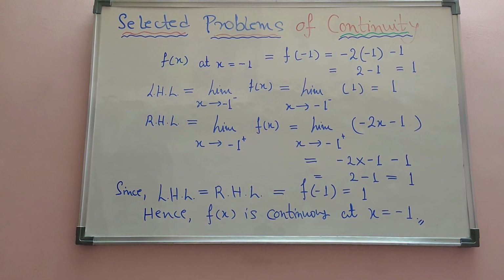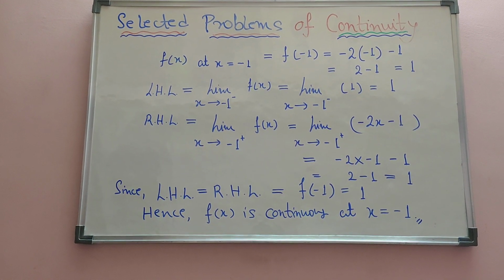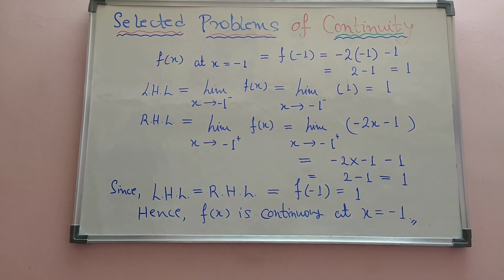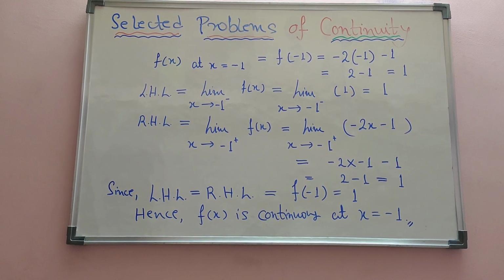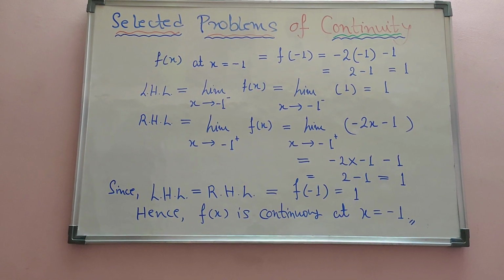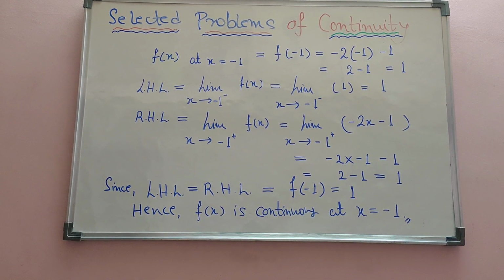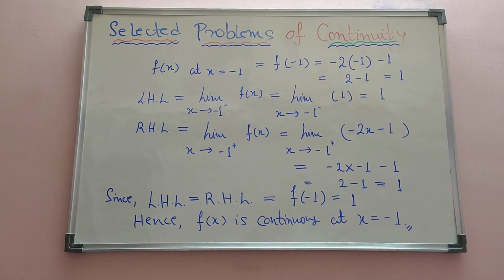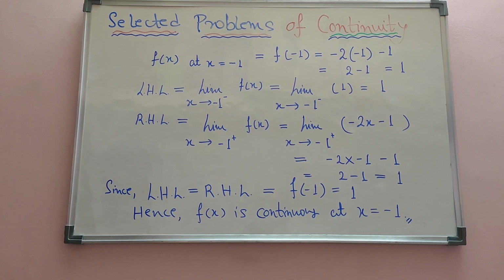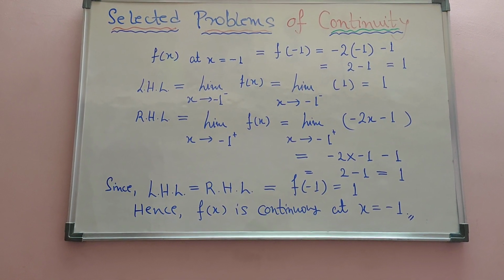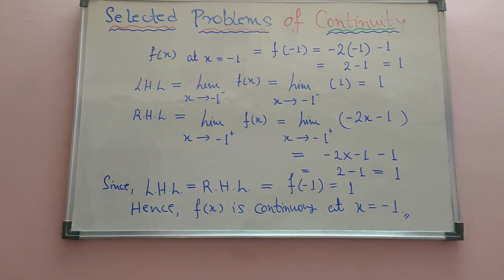Right hand limit, x tends to minus 1 plus, the plus sign is given above because it will be slightly more than minus 1. So in this case we have seen the interval satisfies the equation minus 2x minus 1. Now substitute the value x equal to minus 1. So here again it becomes 2 minus 1 equal to 1. So we have seen the left hand limit, right hand limit, and f of minus 1 are all 1. Hence f of x is continuous at x equal to minus 1.